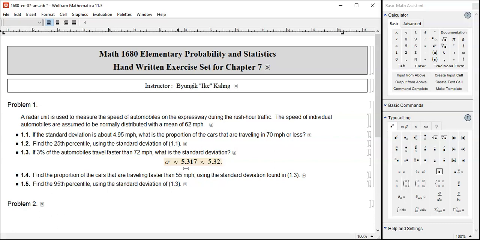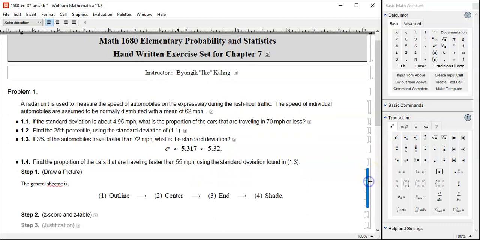Okay, 1.4 and 1.5. Find the proportion of the cars that are traveling faster than 55 miles per hour. And we have to use the sigma value right here. 1.5, the 95th percentile, again using this standard deviation 5.317. How does this problem compare with 1.4? The big difference is standard deviation 4.95 versus 5.317. Virtually the same deal. It's a repetition of the same problem basically.